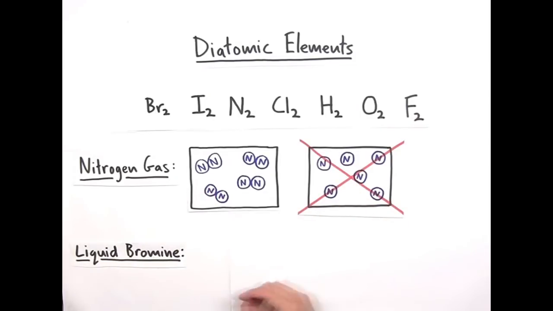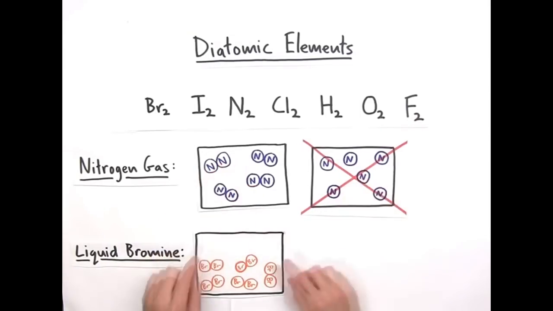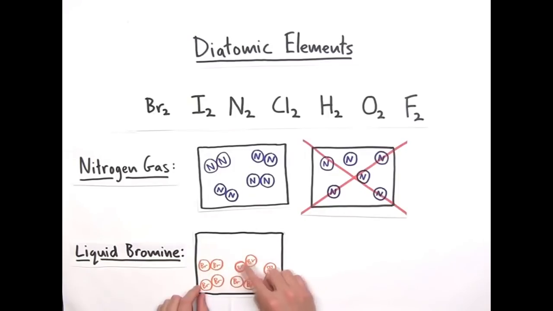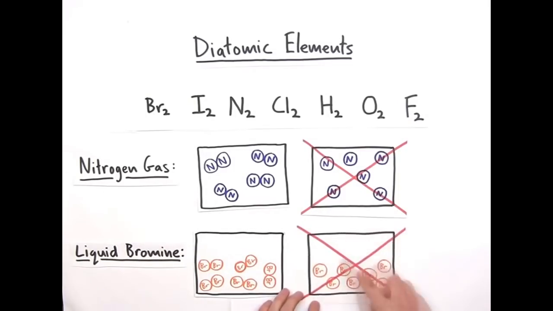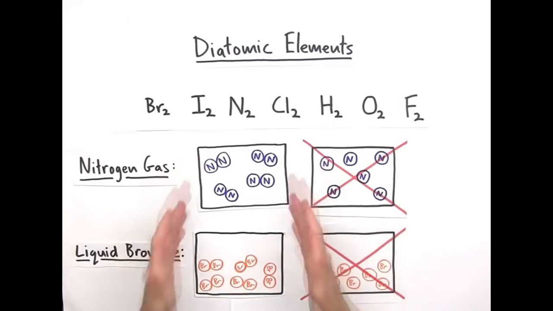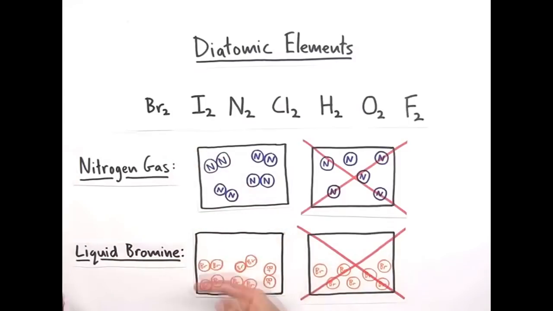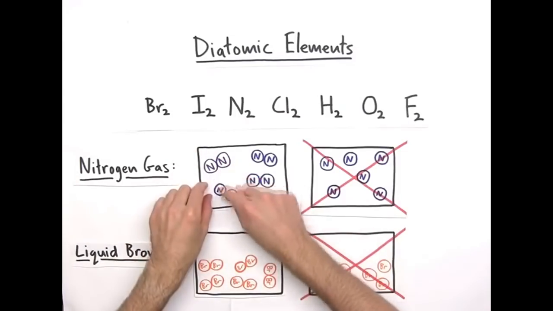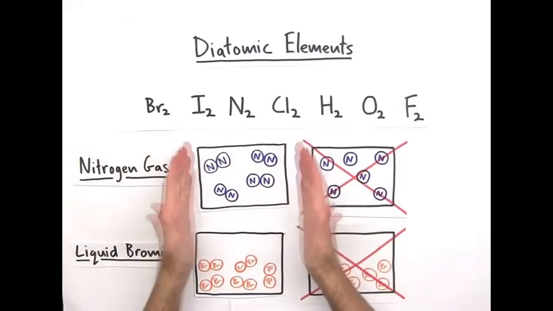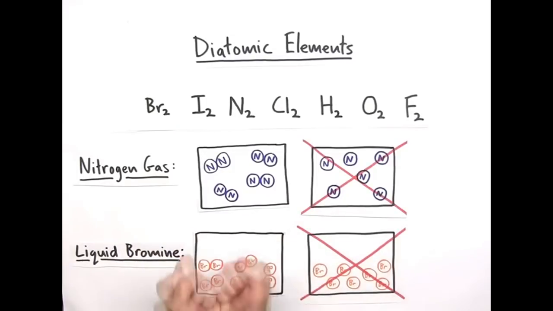The same is true for liquid bromine, which is made of only bromine. We zoom in on a tiny drop of liquid bromine, and it looks like this. The Br atoms are connected together in pairs. It would not look like this with the Br atoms individual. Nitrogen gas and liquid bromine contain only this one element. There's just nitrogen here, there's just bromine here, so the atoms have to pair up.